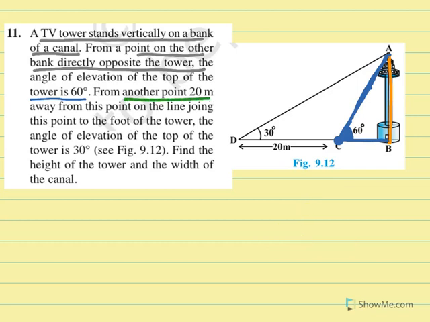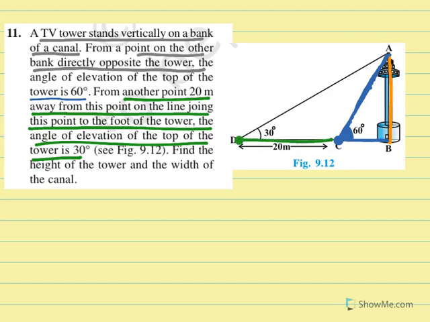From another point 20 meters away from this point, on a line joining this point to the foot of the tower, the angle of elevation of the top of the tower is 30. Means now we go back another 20 meters, and from this point D again we make the angle of elevation. To make the angle of elevation, I repeat again, you need to mark your horizontal, and this is your line of sight. This is where you're looking. This is your angle of elevation. Let's mark that in the figure. So here we have marked the horizontal, and now this is your line of sight. You're looking up here.